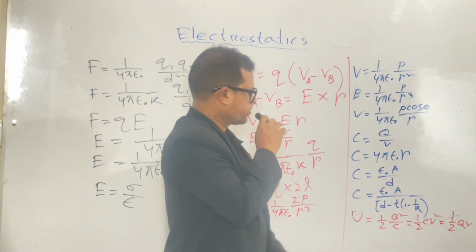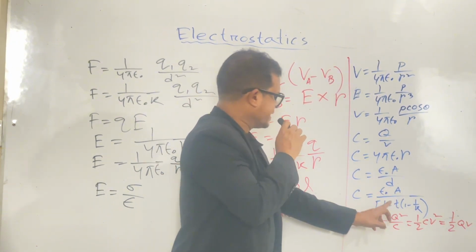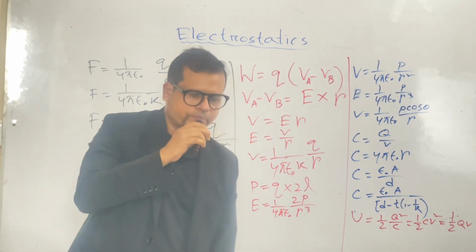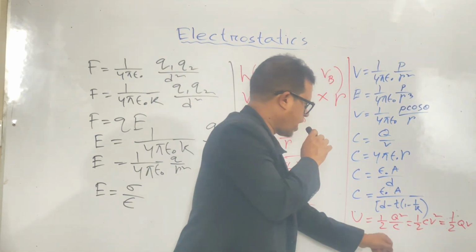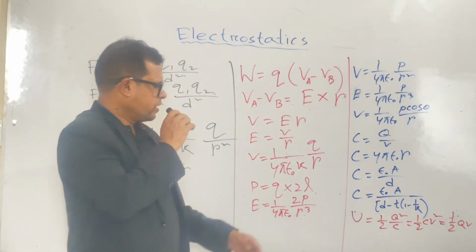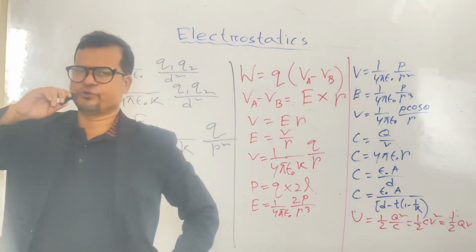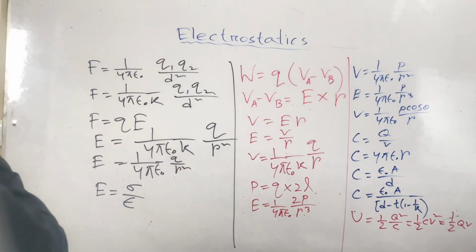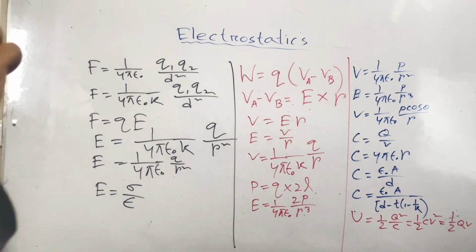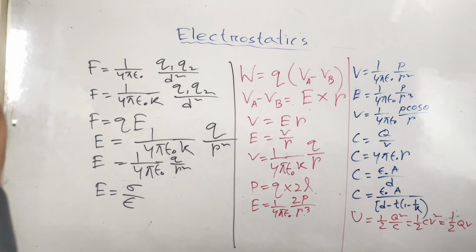C equal to 4 pi epsilon naught R, C equal to epsilon A over D, C equal to epsilon A over D minus T, bracket 1 minus 1 over K. U equal to half Q square over C, equal to half CV square, equal to half QV. Dear guys, these are very necessary formulas. Try to remember them, and by applying them you can solve any type of calculation problem. Okay, thanks a lot.